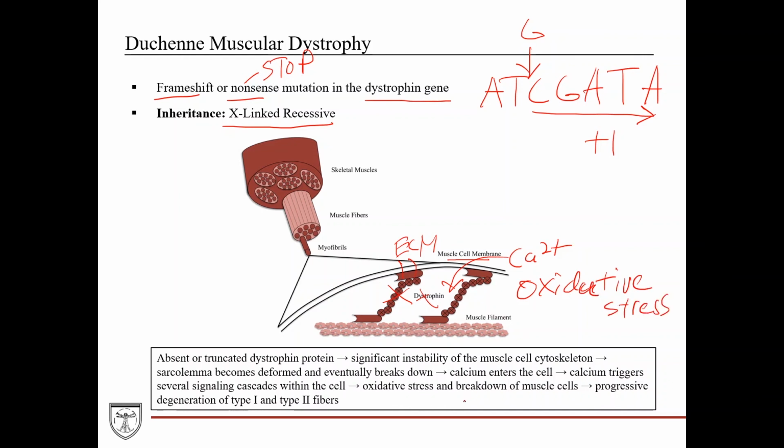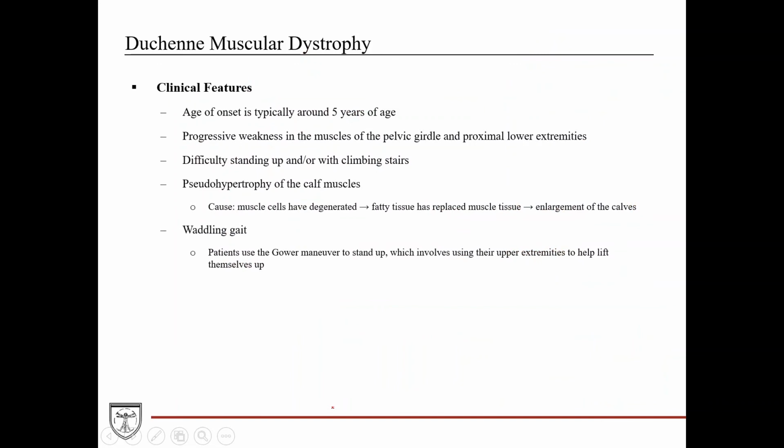and this will trigger breakdown of the muscle cells and then progressive degeneration of type 1 and type 2 fibers. So clinically, one thing you really want to pay attention to with all of these muscular dystrophies is the age of onset, because that can be one thing that will help you distinguish these, because there's definitely going to be some overlap as far as some of the clinical features.